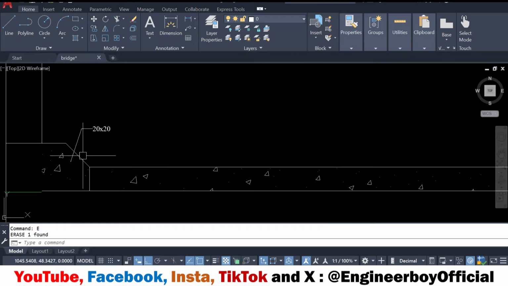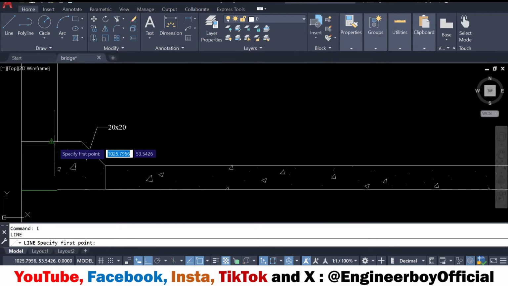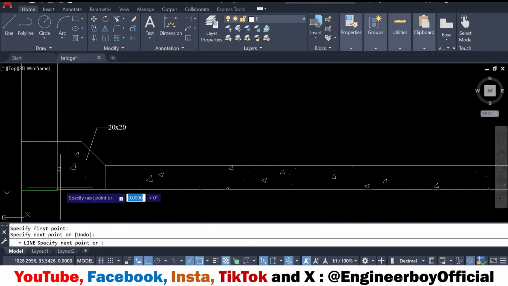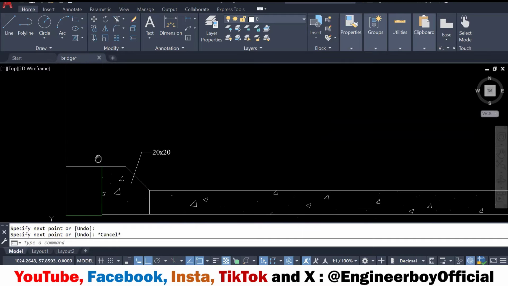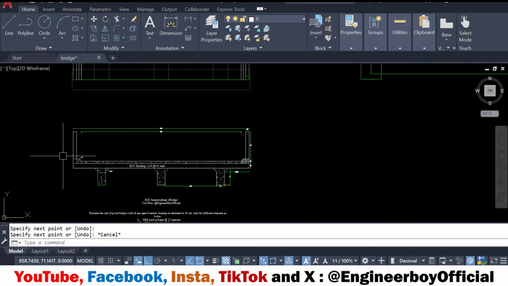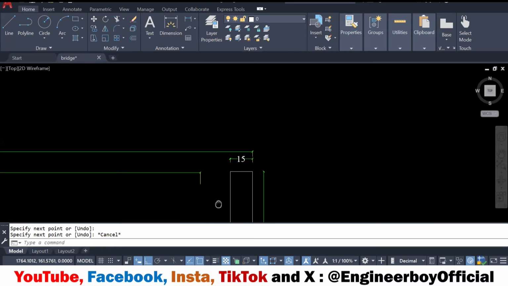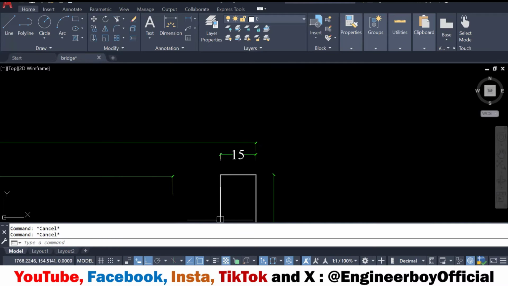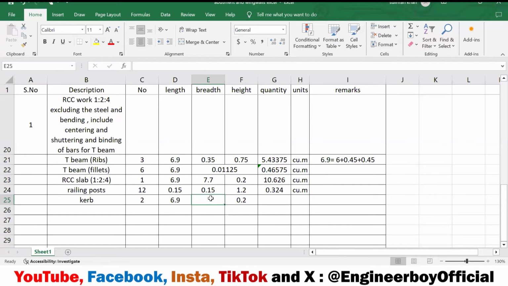It is 20 by 20, but this 20 is actually up to this point. However, we have 15 centimeters is the post that can be added. You can see it, which becomes actually 35 centimeters. So you can say 0.35. We can drag the formula, and of course, this should be in cubic meter.